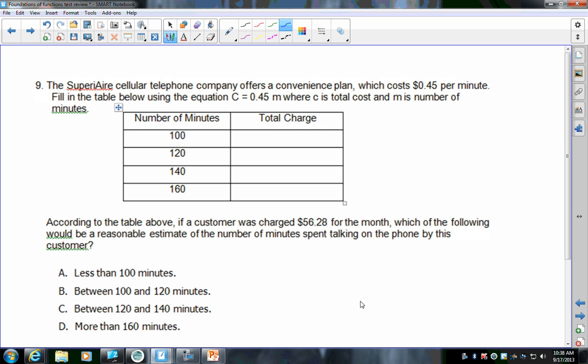Number 9, it goes with this, so it's the same plan, 45 cents per minute, or sees the total cost. So as you go through right here, you would take 45 times 100. So I would get 45. I guess it's 0.45, right? To fill in this table, you can do a couple things. You can either do 0.45 times 100, or you can just go into y equals and put in there 0.45x and find your information.